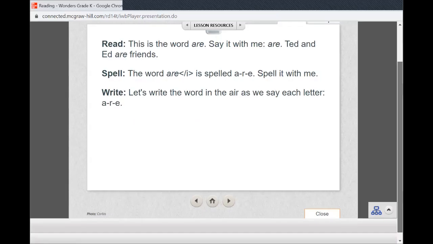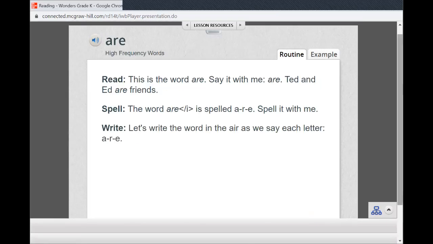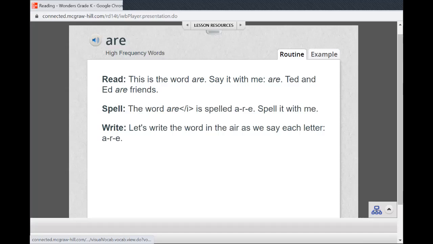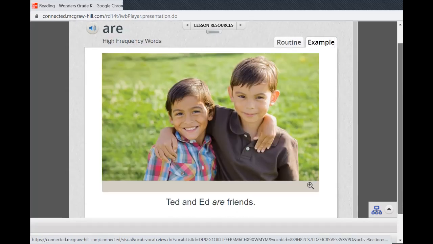Our next word is are. This is a high frequency word. The word are. Ted and Ed are friends. Let's spell are together. A-R-E. Are. Ted and Ed are friends.